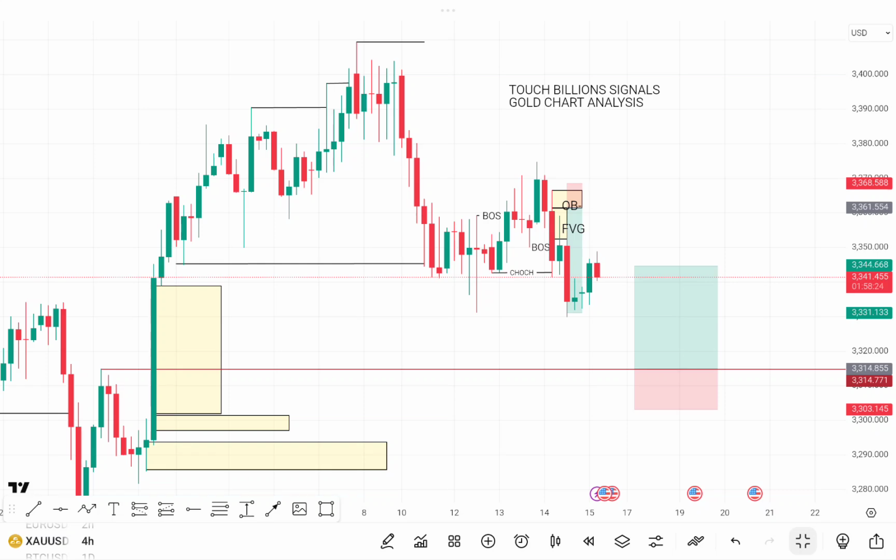Today we're going to be looking at gold chart XAUUSD. Today, the 15th of August 2025, we are going to be looking at possible entries that we feel the market will react to. You can also call that possible key zones or Q zones.